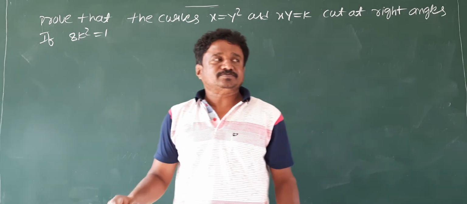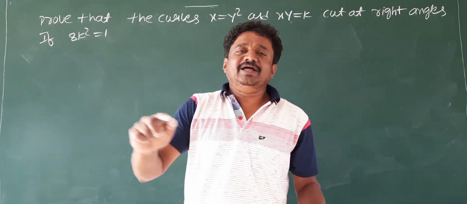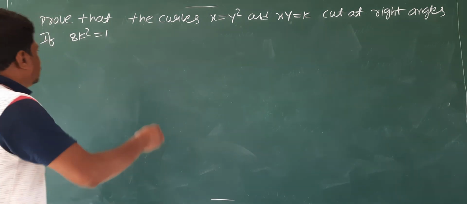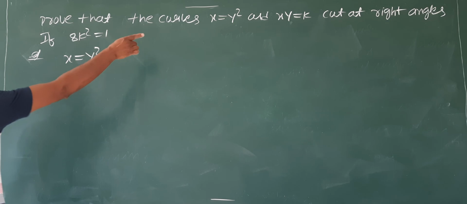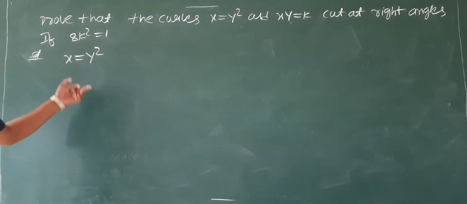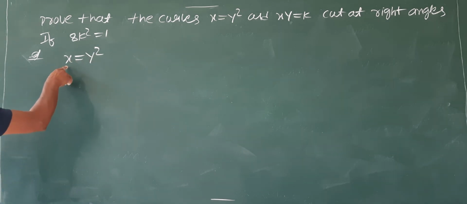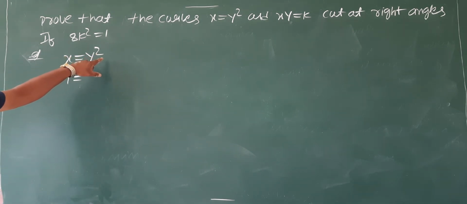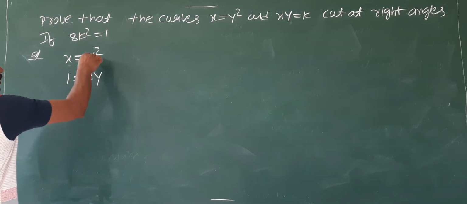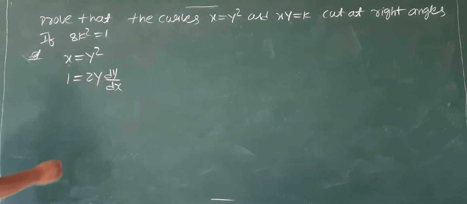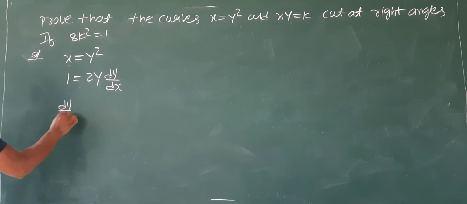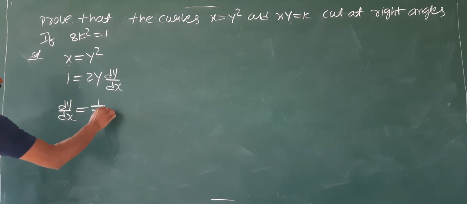Let us move in that way. So right, students, solution: x is equal to y square. Differentiate this. Differentiation of x is 1. Differentiate y square: start differentiating from power, 2y, again y is dy by dx. So find out dy by dx value. So dy by dx is 1 by 2y.